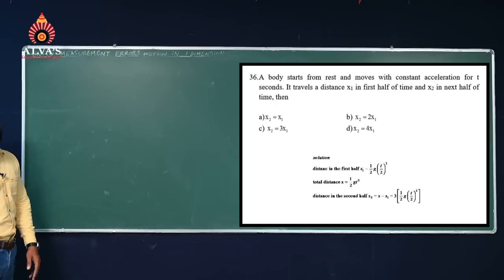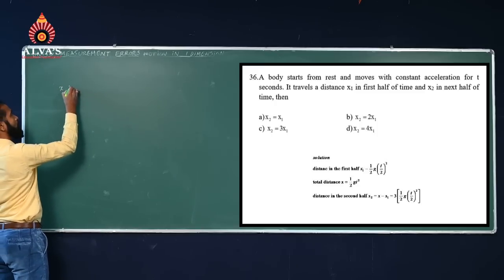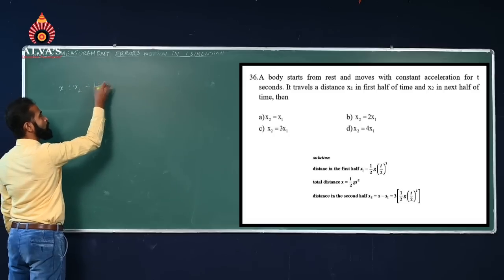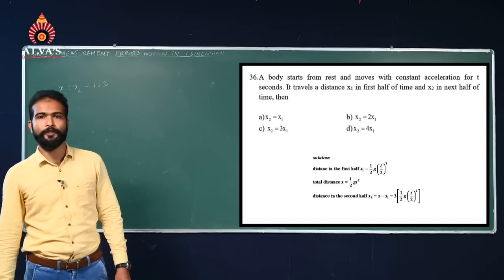So if the time in the first part is same as the time in the second part, then the distances are always in the ratio x1 is to x2 will be always in the ratio 1 is to 3. So that means it is option C.